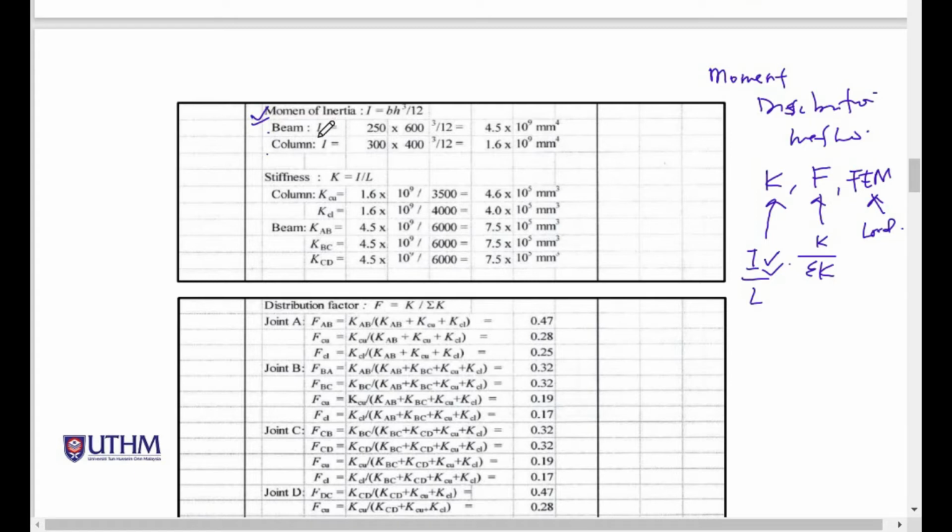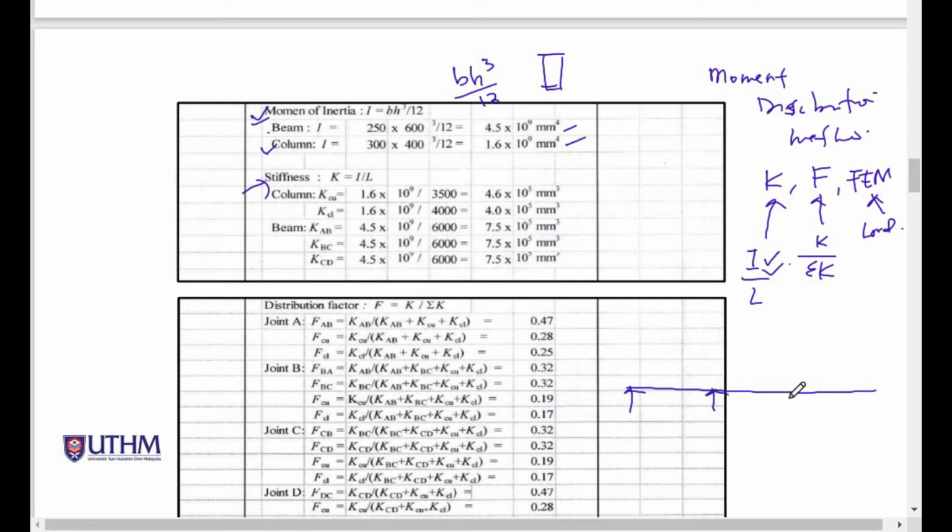Okay, so the moment of inertia for beam is B multiplied by H to the power of 3 divided by 12. Everyone knows that the equation for the moment of inertia for a square shape cross section is BH to the power of 3 divided by 12. So this is column, and the result for the moment of inertia is as shown here. And next is the stiffness. Stiffness is K equal to I divided by L.